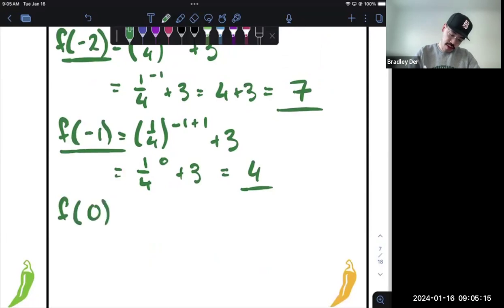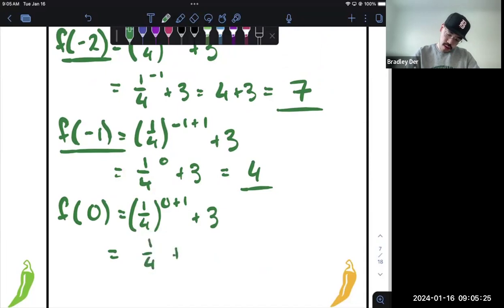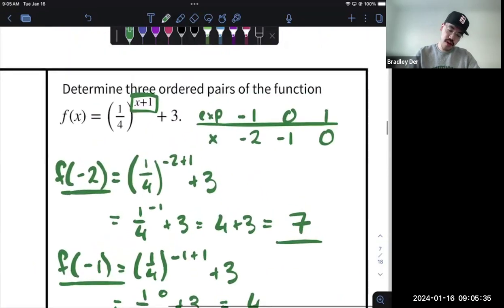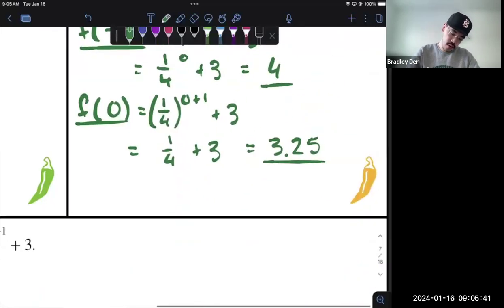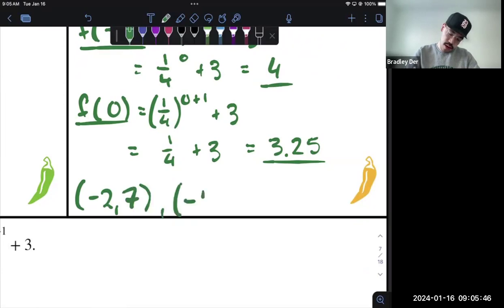So our last x value is going to be 0. So 1/4 to the 0 plus 1 plus 3. 1/4 to the first would be 1/4. Then plus 3. I'll just convert to a decimal for this. Say 3.25. So f of 0 is equal to 3.25. And the original prompt said give 3 ordered pairs. So I do want to write these just sort of as ordered pairs. So -2, comma 7, -1, comma 4, and 0, comma 3.25.